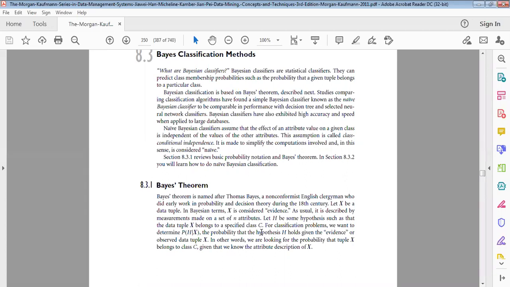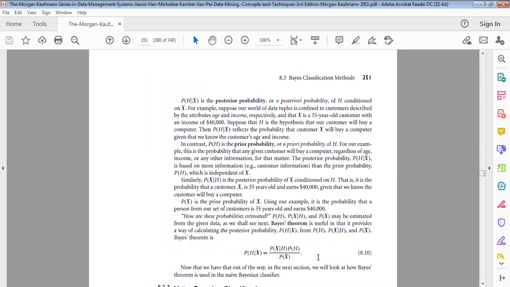Generally, you call it the probability that hypothesis H holds, given the evidence or observed data tuple X. So if X is there, then H holds. Simply, the probability that it belongs to class C, you have to represent with the Bayes theorem. That is the conditional probability. Simply you can say it is the posterior probability, H conditional on X.